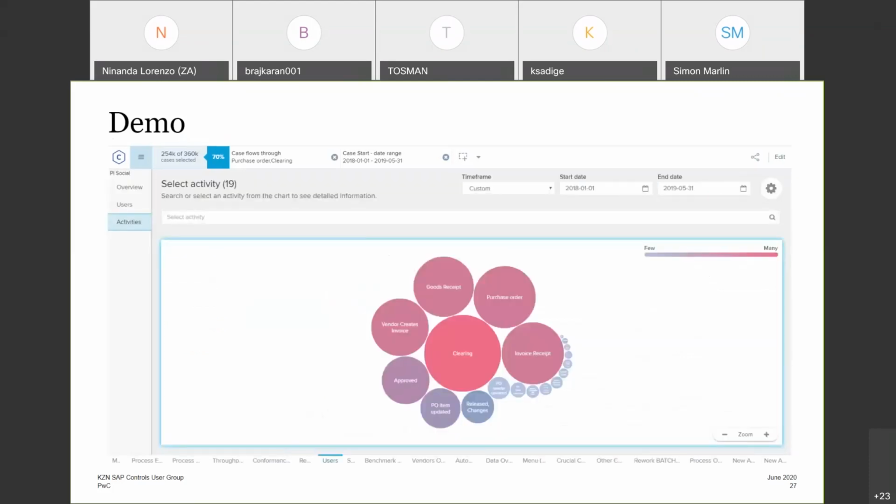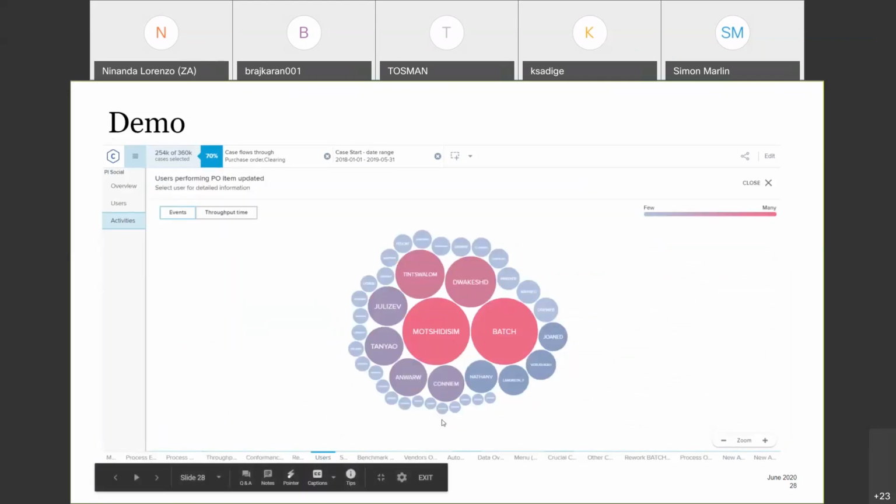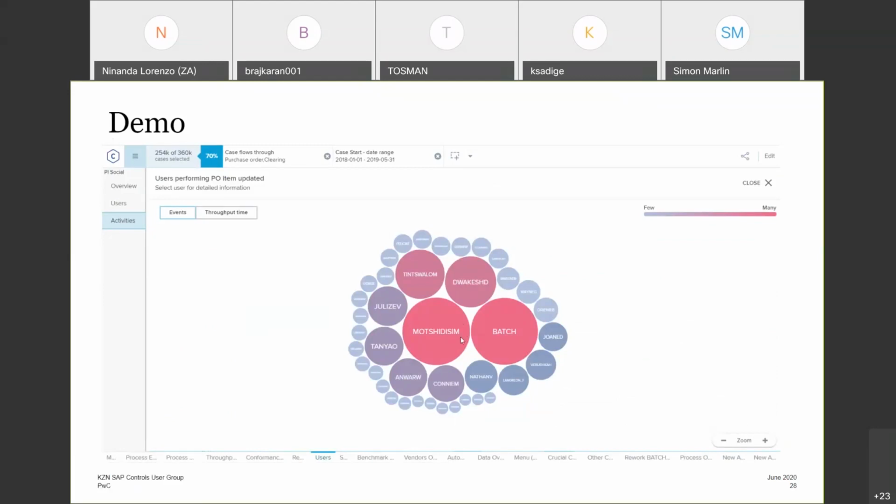So sticking with the activities, we want to now go and unpack this purchase order item that got updated. This is a lovely representation of the volumes that go through each of those events. And here at the bottom left, it's starting to turn more purple than the scary pink. We've got the PO item updated. When I go into that activity, I can then see which are the users that have been doing that activity. And one of the big ones that are popping out, that are updating invoices, if I had to look at warm-bodied users, is Mochirisim. Anyway, so we've got this chap here.